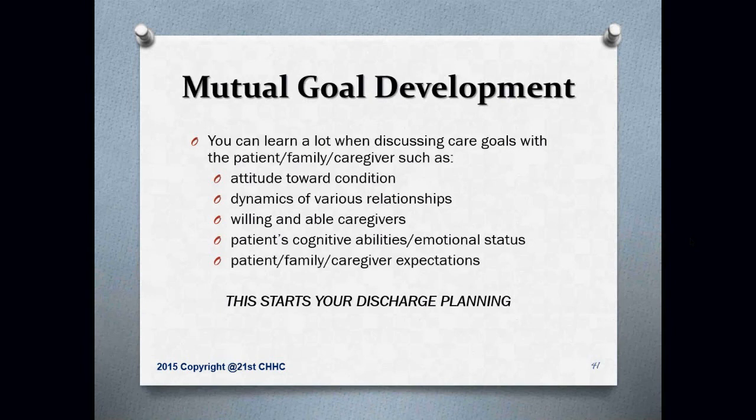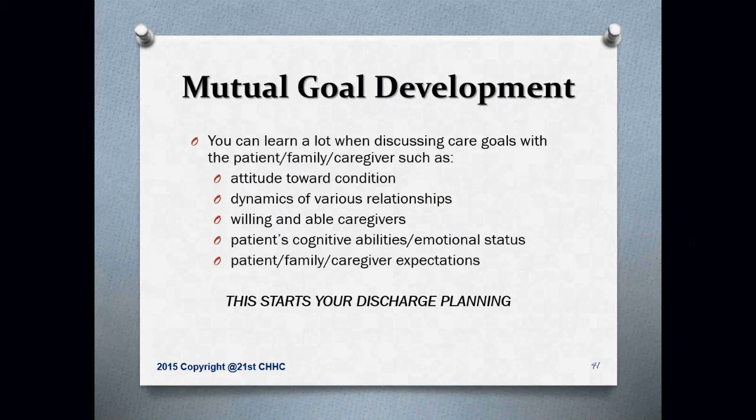Again, discussing the goals with the patient or the caregiver is going to include certain things such as attitude toward their condition, relationships, and whether or not they've got willing and able caregivers. That's a big one. Being able to discharge the patient depends on whether or not there's a willing and able caregiver. You also have to consider the patient's cognitive abilities and emotional status, and then again, their expectations.